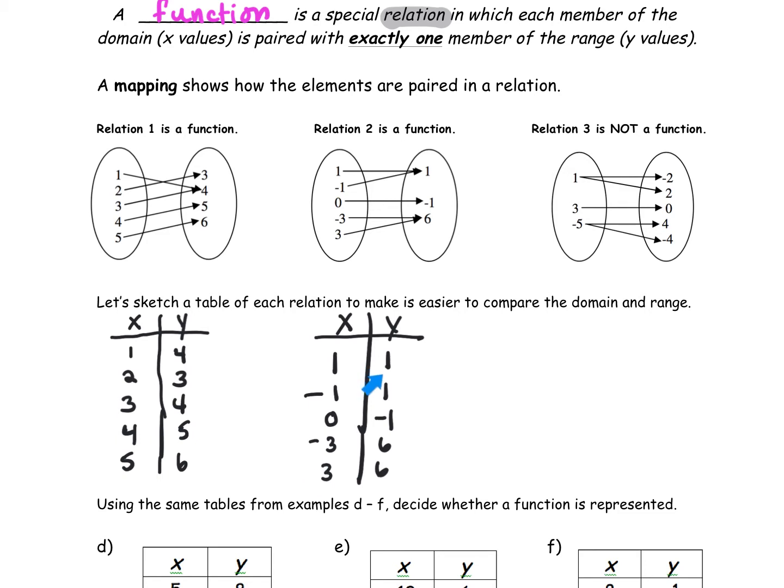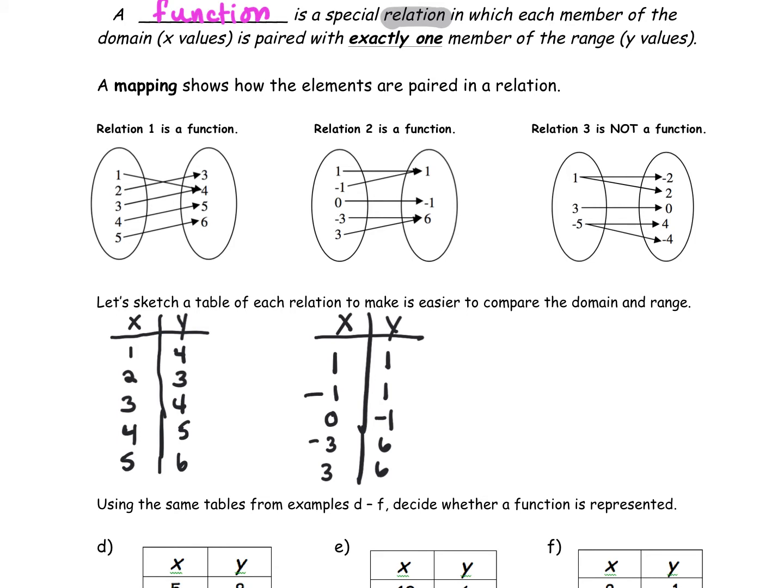But if I look at the y values, there are two range members that are the same, they're both 1, and another pair that are both 6. So it's okay for the range members to be repeated, even multiple times, but we cannot have the x values repeated. Each one of these x values should only have one y value matched up.